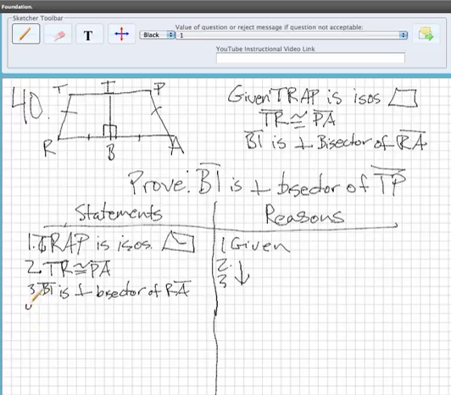And then from here, what we're going to do is we're going to say that this angle R and angle A are congruent. And the reason why we can say that is that base angles in isosceles trapezoid are congruent.